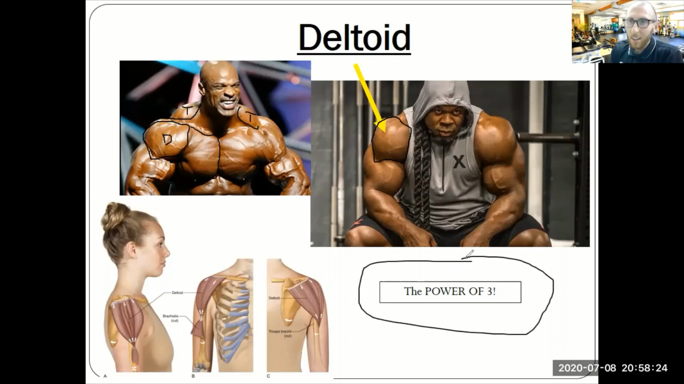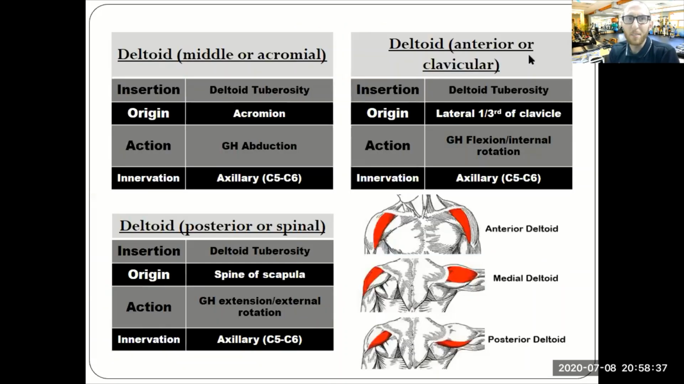What? Another power of 3. We've got 3 different heads of the deltoid. Here are the 3 heads of the deltoid. Let's start with the anterior clavicular head. We've got the middle or acromial head, and then we've got the posterior spinal head as well. I'll let you read through all these different origins and insertions. The key one to note is that they all insert on the deltoid tuberosity. They all insert down there, but they do have different actions for each one of these heads.